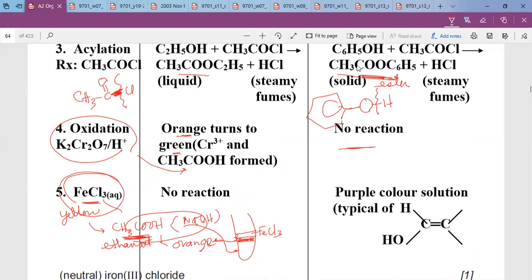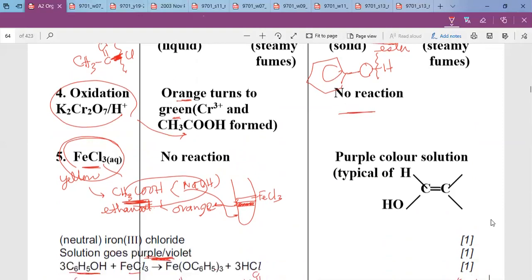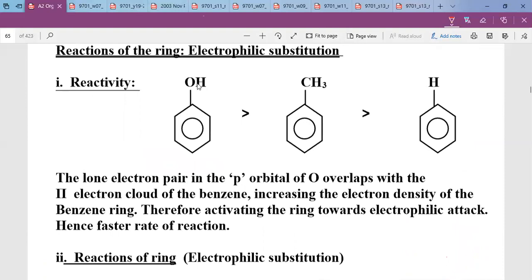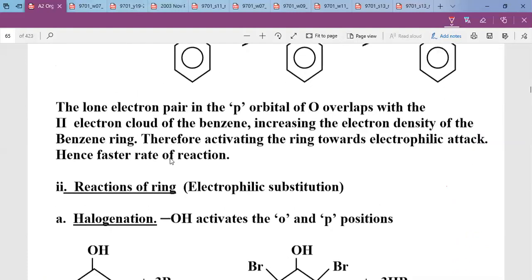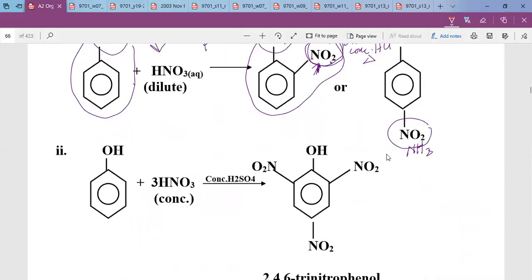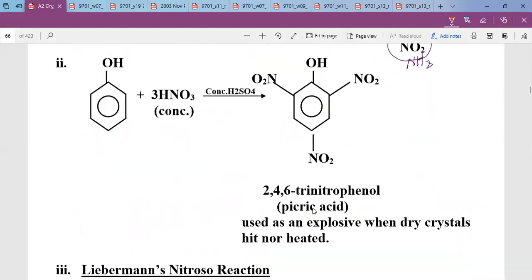Bromine water. For phenol, you get your white precipitate of tribromo. Here I put it down here. So, reactivity: you can see down here, because the OH group donates electrons to the ring, it is very activated. The bromine water becomes decolorized. So there are two observations here: the bromine water is decolorized, and secondly the white precipitate. Okay, I explained here already. Same with nitration, you get your trinitro.